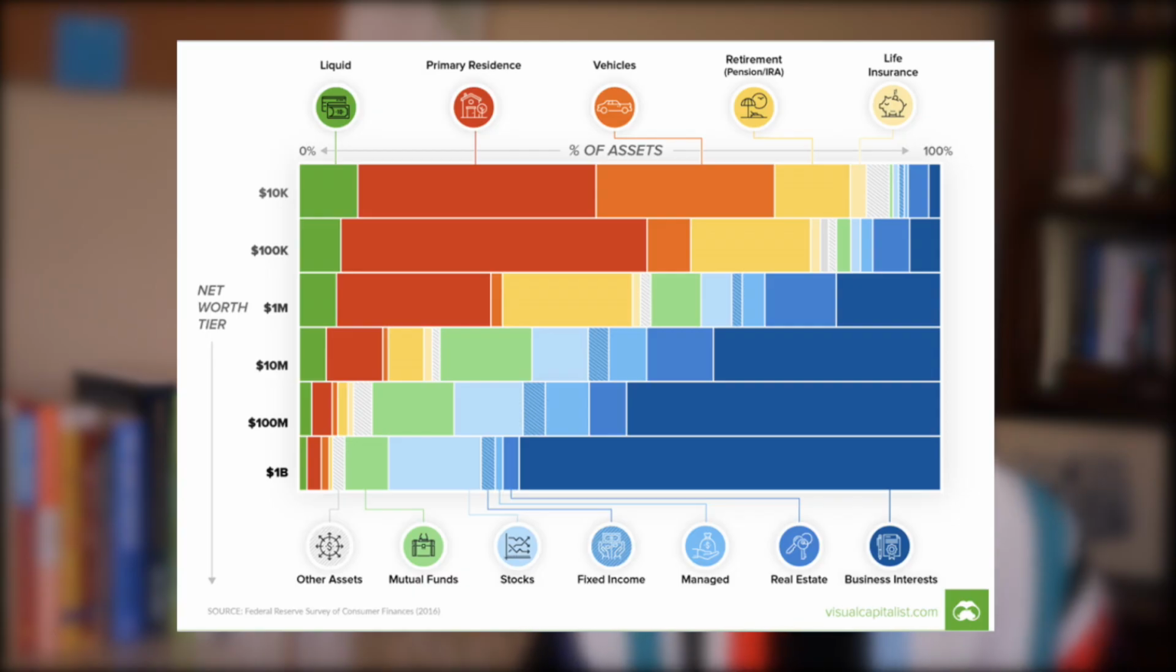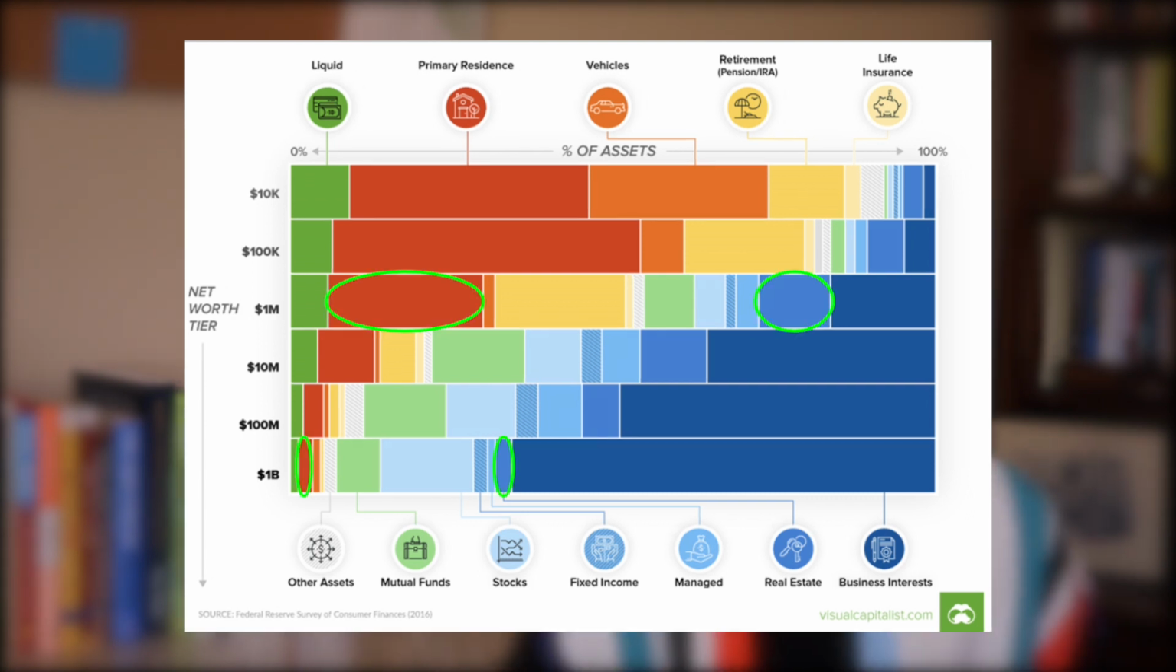To show you what millionaires and billionaires do, here is a popular chart of people's asset distribution by how much they have based on data from the Federal Reserve Survey of Consumer Finances in 2016. You'll notice that once people become millionaires and get even richer, their asset allocation in real estate, which includes primary residence in reddish orange and real estate in ocean blue, actually decreased as a percent of their net worth. So is the portion of liquid assets, which is in green.